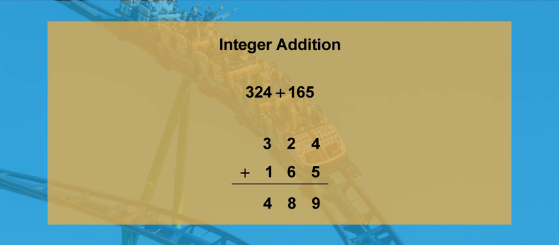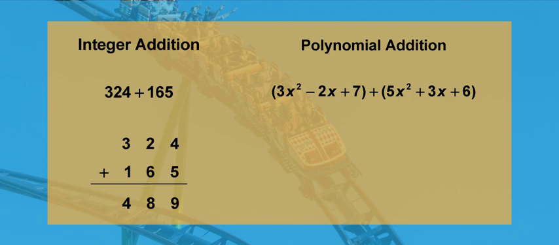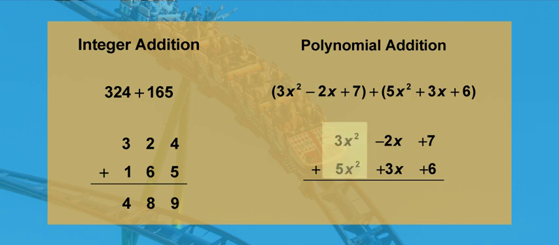Something comparable happens with polynomials. Suppose you're combining these polynomials. Arrange them as if this were column addition. Instead of place value, you align terms based on the power of the exponents. See how the squared terms are aligned here. The linear terms are aligned here. And the constant terms are aligned here. Combine like terms. The resulting polynomial is shown here.